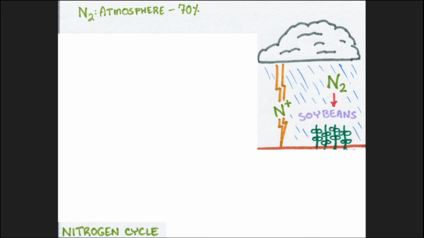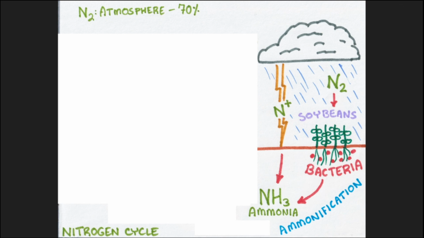And soybeans and other kinds of legumes, certain kinds of plants, have bacteria in their roots that will actually take this nitrogen and will kind of push it into the soil. When it pushes it into the soil, it then uses different kinds of bacteria to turn this nitrogen into ammonia, which is NH3. That means there's one nitrogen and three hydrogens. Turning nitrogen into ammonia is called ammonification. Yeah, it's that simple.